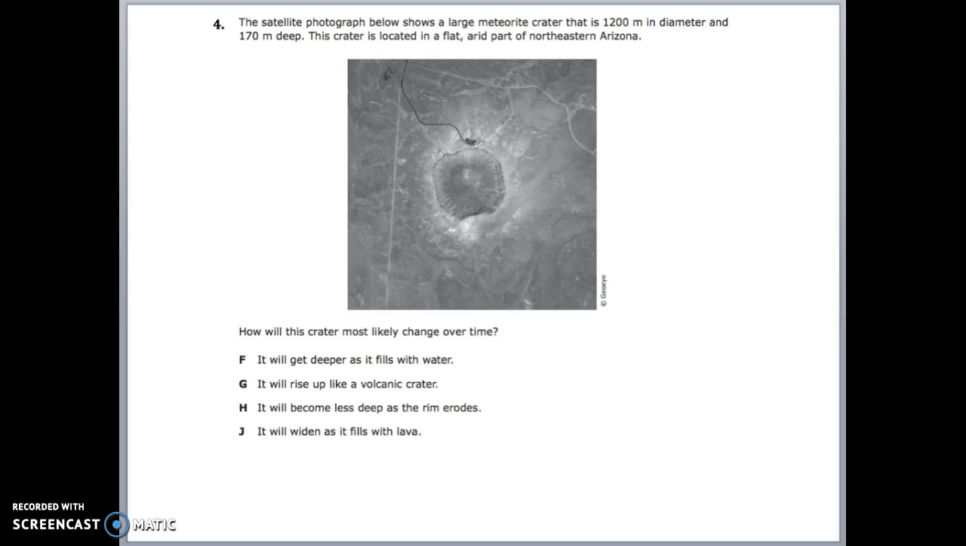And then number 4, the satellite photograph below shows a large meteorite crater that is 1,200 meters in diameter and 170 meters deep. This crater is located in a flat, arid part of northeastern Arizona. How will this crater most likely change over time? So my advice here is arid means dry or little rain. They're in Arizona. And a crater means it's going into the ground. It's not a hill, it's going into the ground.